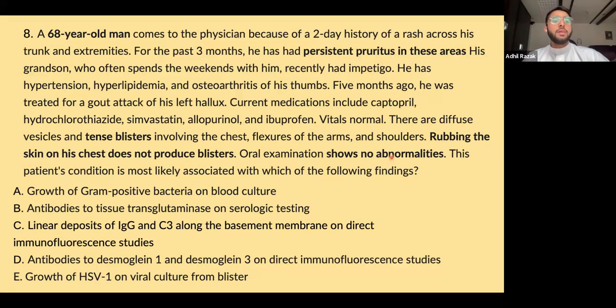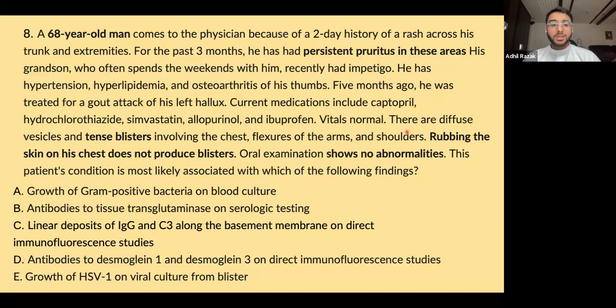Right. So we have a 68-year-old man who comes to the physician because of a 2-day history of a rash across his trunk and extremities. For the past 3 months, he has persistent pruritus in these areas. His grandson, who spent the weekends with him, recently had impetigo. He has hypertension, hyperlipidemia, osteoarthritis. 5 months ago, he was treated for gout. Current medications include captopril, thiazides, statins, allopurinol, ibuprofen.